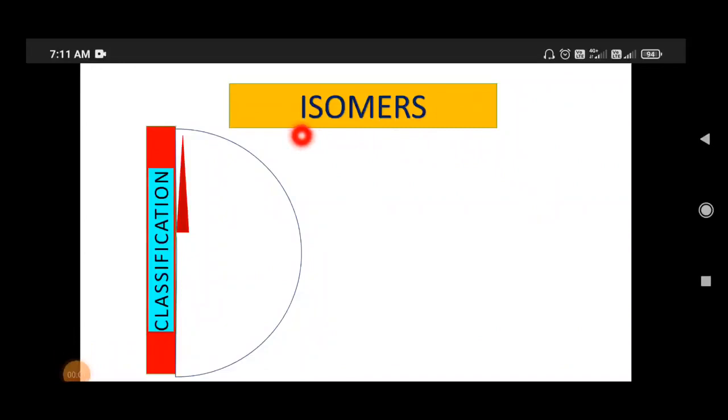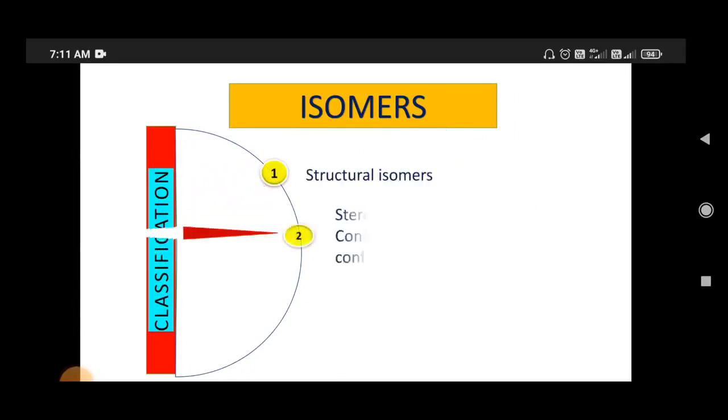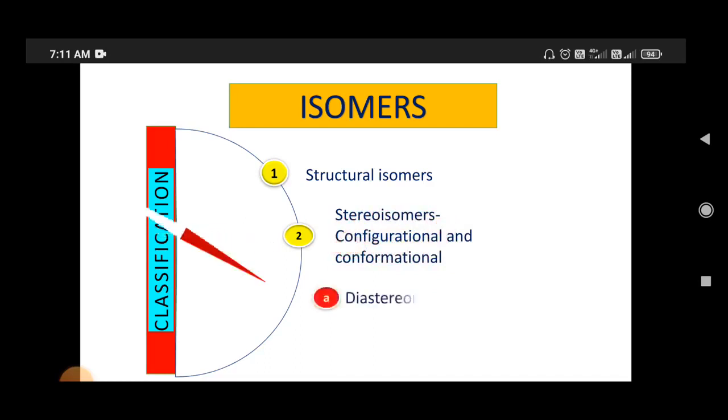For the lecture on isomers. Isomers are classified into two types. They are structural isomers and stereoisomers. Stereoisomers are further classified into two types. They are configurational and conformational isomers. This lecture focuses on the nomenclature of configurational isomers. The configurational isomers are further classified as diastereomers and enantiomers.